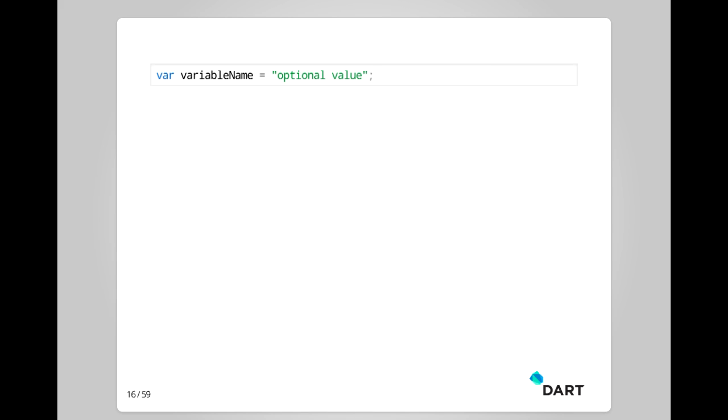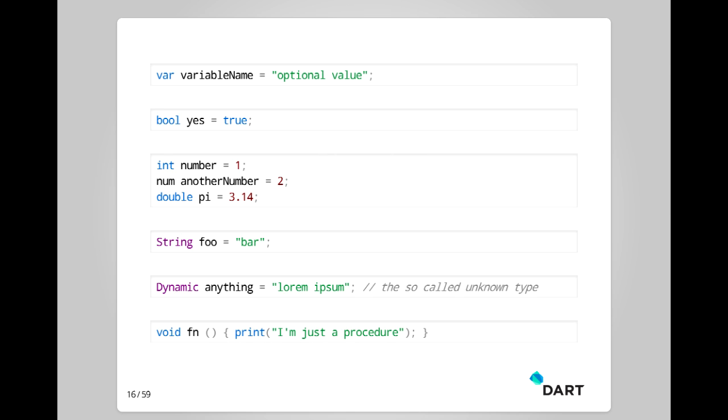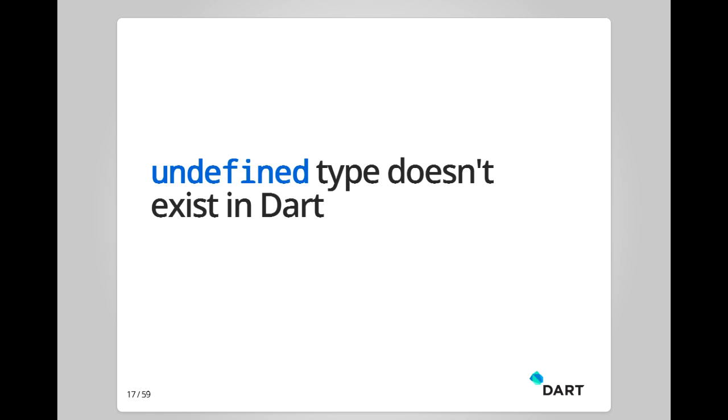So if we want to declare a variable, we can use, like in JavaScript, the var statement. Or we can use type annotations. Dart supports bool types, int, double, and also a generic num type, strings, and dynamic. Dynamic is the so-called unknown type, so it's the default type for everything. And if we declare a function that's just a procedure and doesn't return any value, we can mark it with the void keyword. And one more important thing, Dart doesn't have the undefined type. Basically, the null value is the undefined.